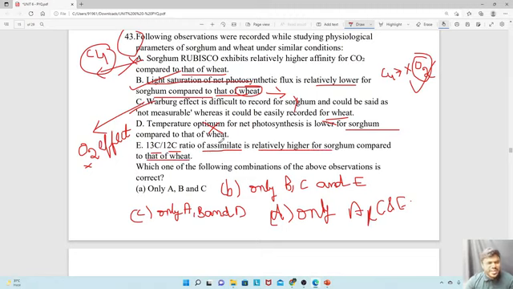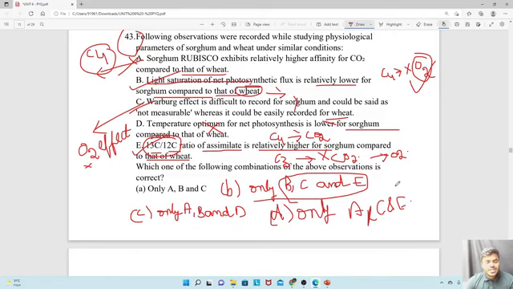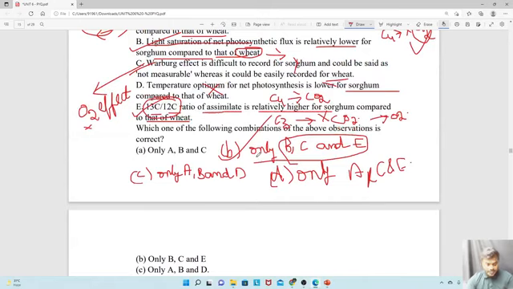So friends, we know, very common point. C4 plants will efficiently fix the carbon dioxide, no doubt about it. C3 plants are not efficient in fixing the carbon because they show the mechanism of photorespiration. Then obviously this statement E is right. C4 plants have a high 13 carbon to 12 carbon ratio, whereas in C3 plants it is low. Hence option B, option C, option E, three statements are correct. Hence the answer B is right. That's good.